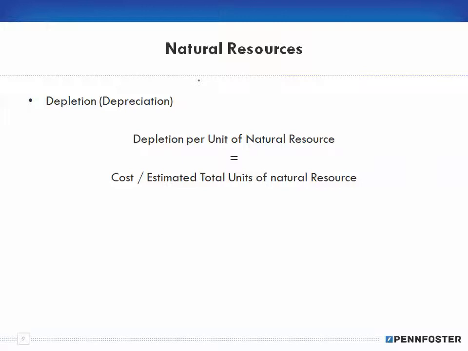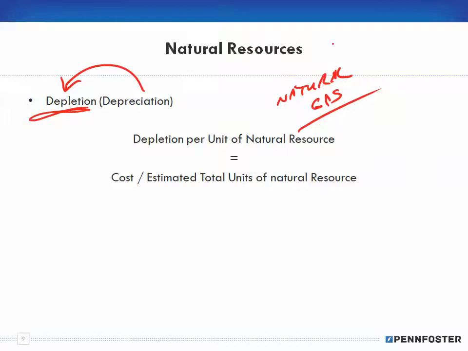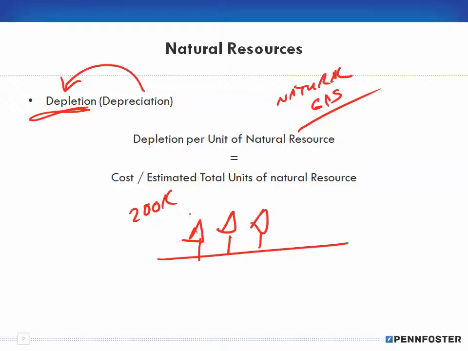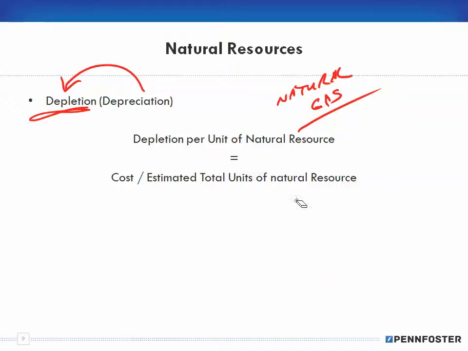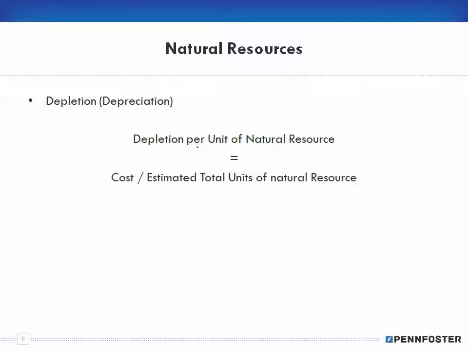And when it comes to natural resources, yes, they can be depreciated, and when we depreciate them, we call it depletion. The word depletion means we're using them up. Let's say it's natural gas under the ground. There's only so much of it, and as I take it out of the ground, I'm depleting it. It's like if I have 200,000 Christmas trees. As I cut them down, I'm depleting them. I don't have 200,000 trees anymore. So that's depletion. The formula for depletion per unit of natural resource is equal to the cost divided by the estimated total units of the natural resource.